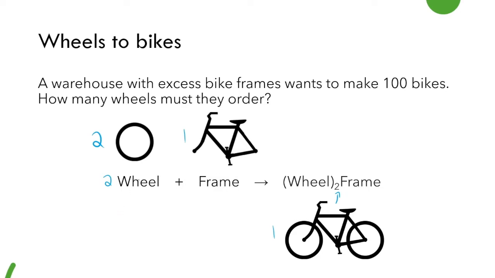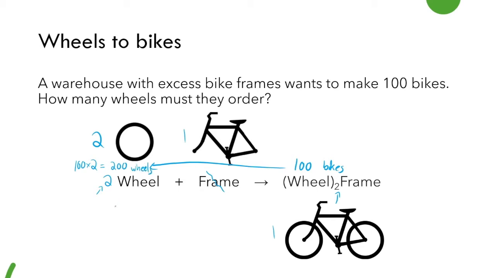So now they tell us that we have excess bike frames, which means that we're not going to need to consider how many frames we're going to need. We have as many as we need. If we need to make 100 bikes, then we're going to require 100 times 2 wheels. We're going to need 200 wheels.